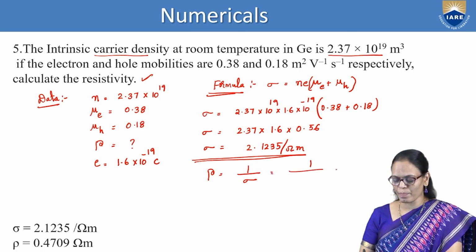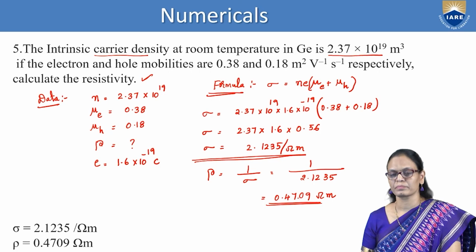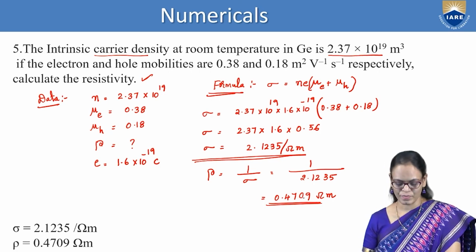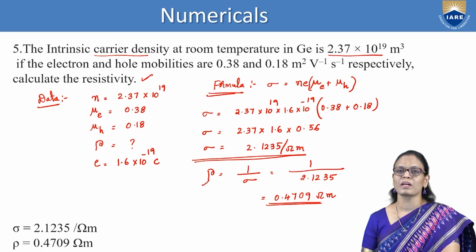So we do 1 upon 2.1235. So this is 0.4709 ohm meter. 0.4709 ohm meter is the value of resistivity.